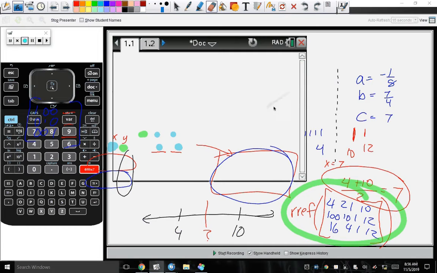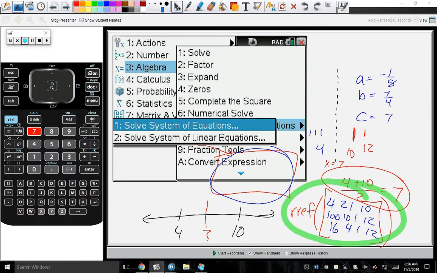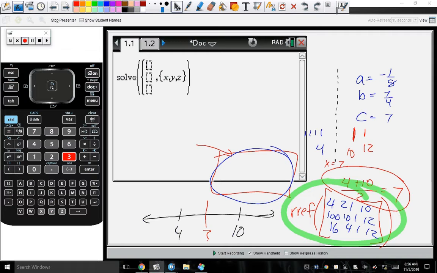Instead of the augmented matrix, we're going to do the much, much easier one. So menu, 3 for algebra, 7 for solve system, and 1. How many equations do I have? 3. And it will default and make it into X, Y, Z immediately for you. Now, if I want, I can change this to A, B, and C, so I don't have to remember which one's which.